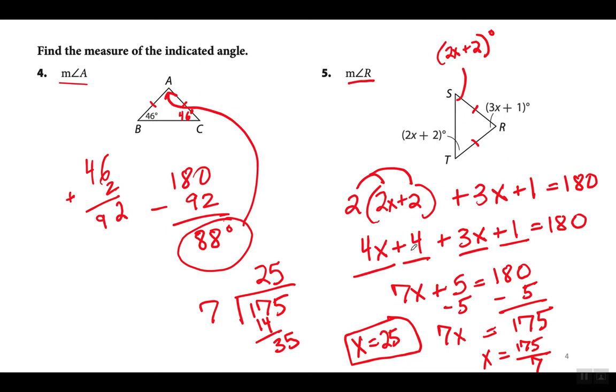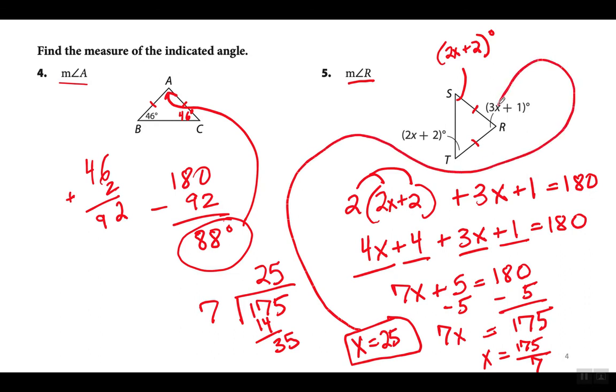La pregunta es qué es la medida de ángulo R, así que ahora tengo que sustituir. Now I got to substitute. So I'm going to put the 25 right there. 3 times 25 is 75, and 75 plus 1 is 76 degrees. So the measure of angle R is 76 degrees.